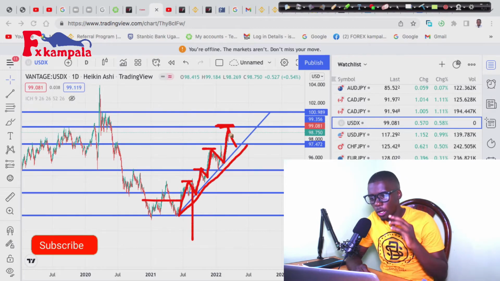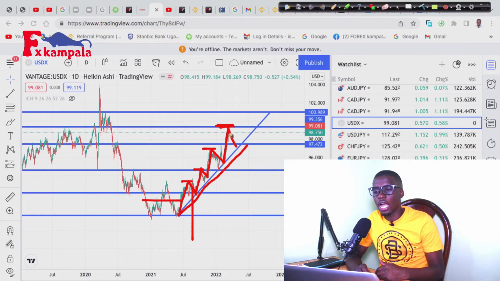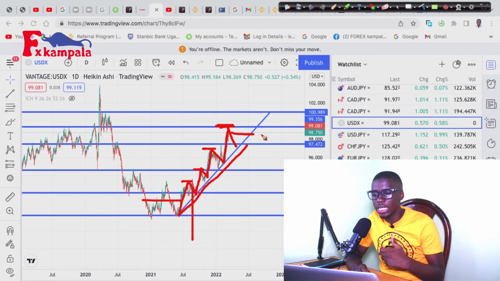And the opportunity that we see here when we are trading is now to sell the USD, the US dollar index. So we are actually selling the US dollar index. Now this goes back to what we have been doing.